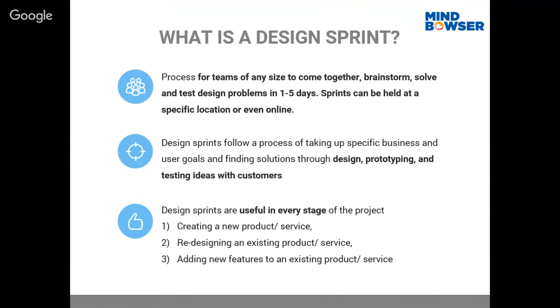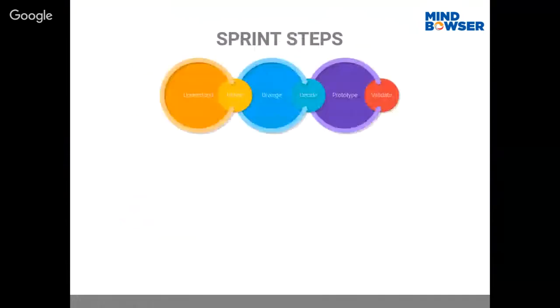So a design sprint is basically a framework where teams come together and brainstorm. Now, to proceed, what are the steps that happen in a typical design sprint? Design sprints are made up of, broadly speaking, 6 steps.